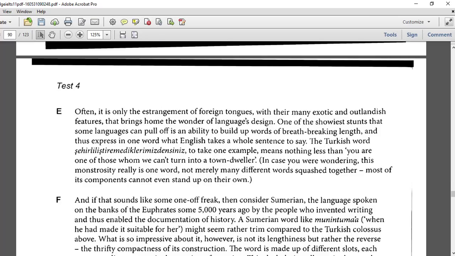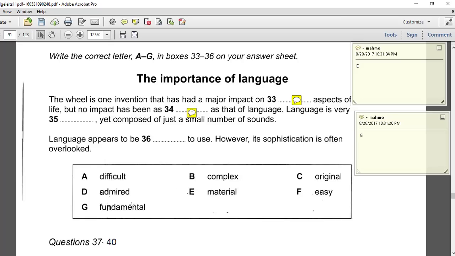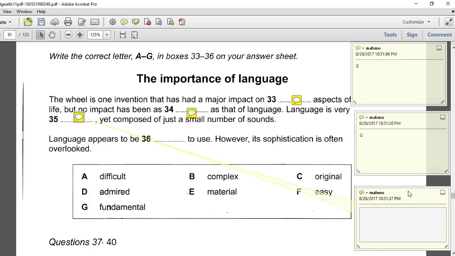Okay? So I think the answer is complex. Number 35 is G. I think there is something wrong in this test because normally passage 3 has to be the most difficult one, but I see that this passage is easier than passage 2. I don't know, maybe because it's about language and I'm a linguist, so maybe this is why.